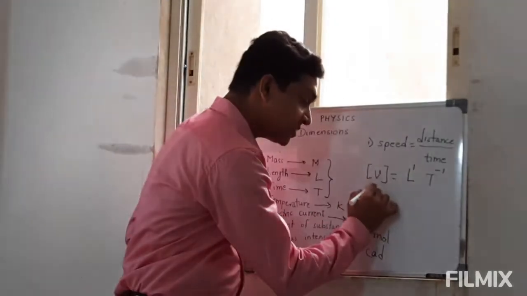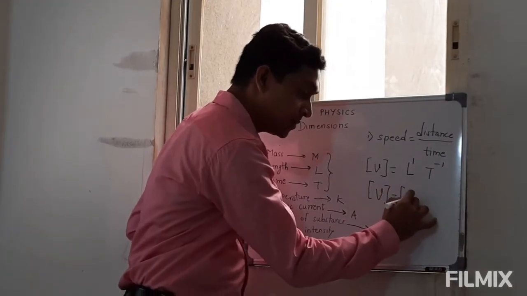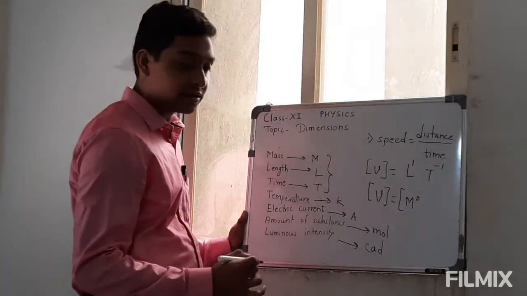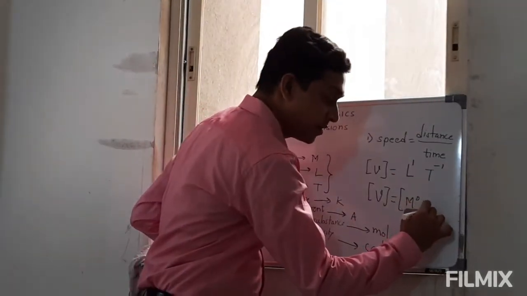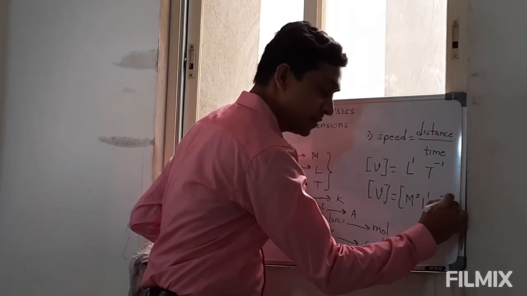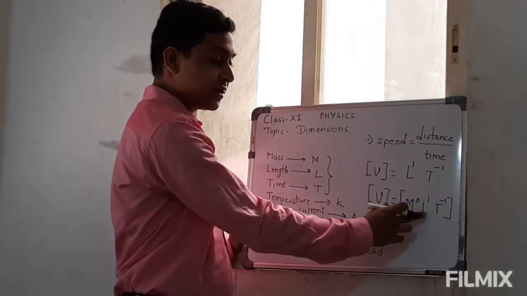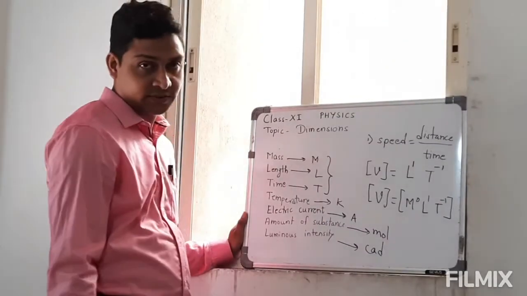So what are the dimensions of speed? First you have to write mass, M to the power 0, then length L to the power 1, and then time T raised to -1. So dimensions of speed are M^0 L^1 T^-1.